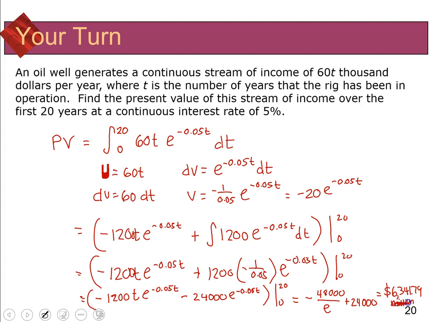Or thousands, sorry. I'm getting ahead of myself. Because this is in thousands of dollars. So if I have 6,341, basically I'm going to have $6.34 million as its present value.